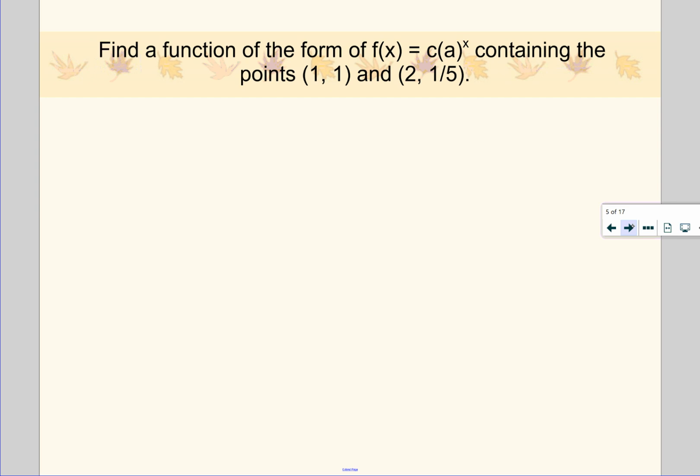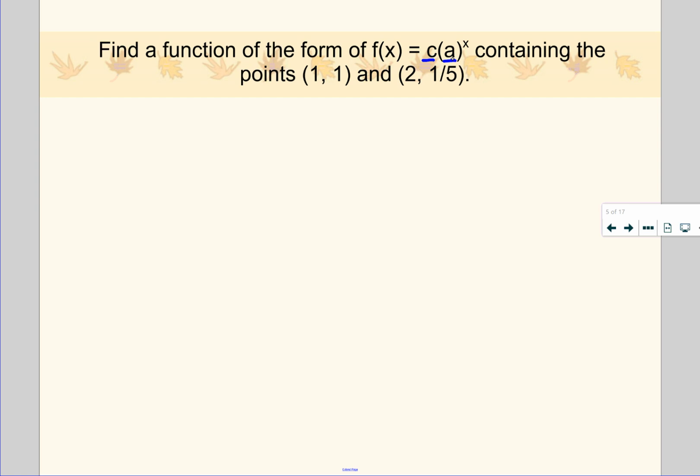Okay, so let's solve some equations trying to find the function here. So here they're using a c and an a instead of an a and a b. You're going to see a lot of different variables. They kind of interchange here, but it's the same form. And anytime you're finding an equation, you're trying to find values for everything except for your x and y. So here we're trying to solve for c and a.